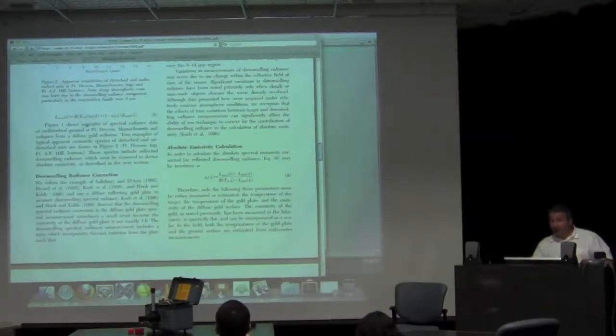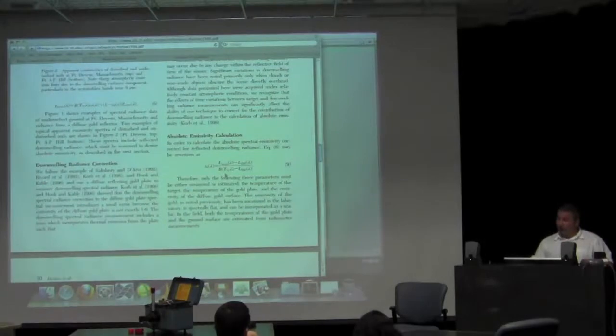Now, if you rearrange the terms in this equation to solve for emissivity, you get equation 9, where you have the measured radiance from your sample minus your downwelling radiance, over a black body at the temperature minus the downwelling radiance, and that's your emissivity. You measured this, and this. The only thing you don't know is this term right here.